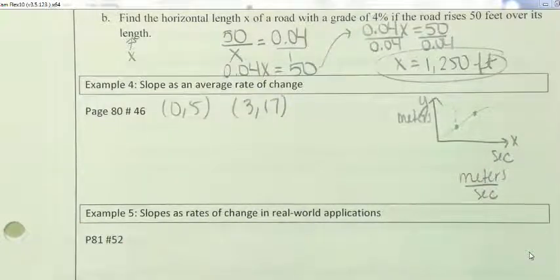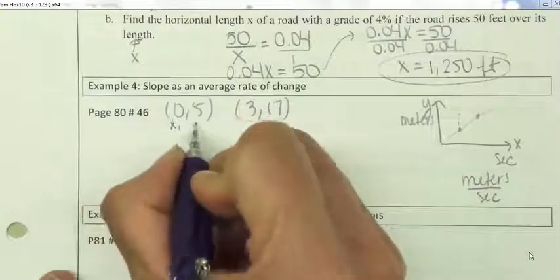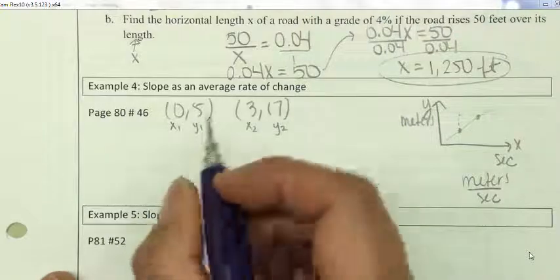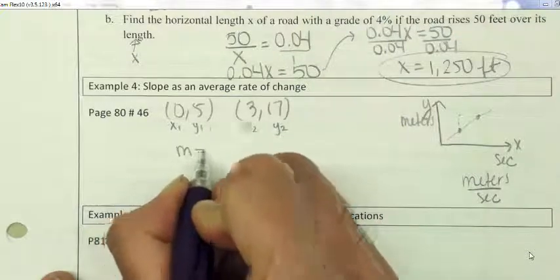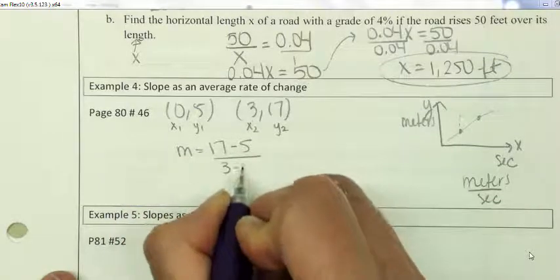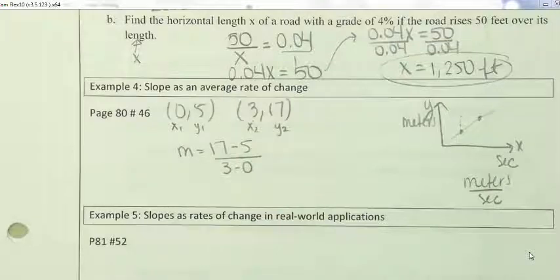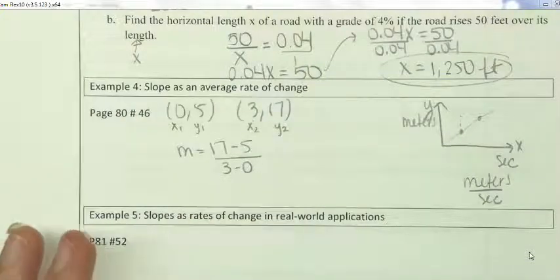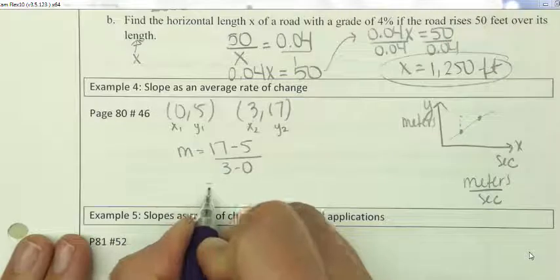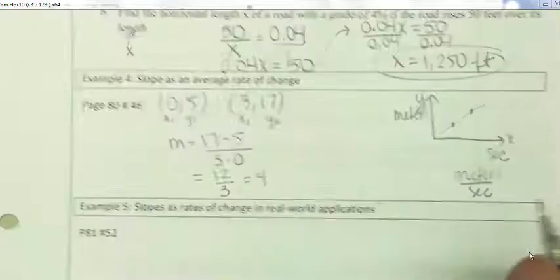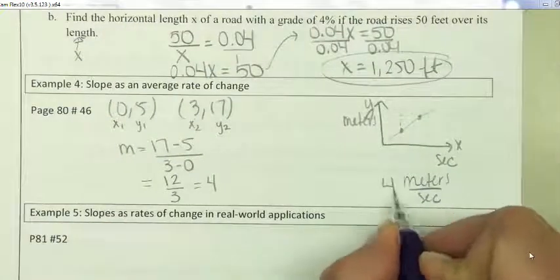Okay? All right, now I'm just going to go ahead and find the slope here. x1, y1, x2, y2. Change in the y's. So my slope is 17 minus 5 over 3 minus 0. I'm not going to spend a lot of time reteaching how to find slope. You have the formula. It's on the previous page and the previous page before that, and you've been doing this for several years. So please get this down. This is 12 divided by 3, or in other words, 4. So my final answer is going to be 4 meters per second.